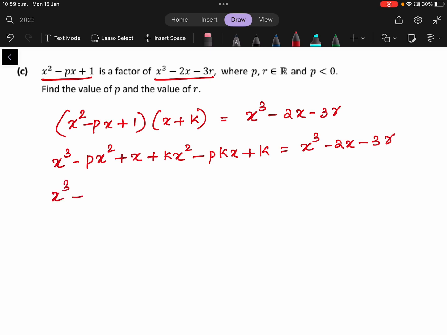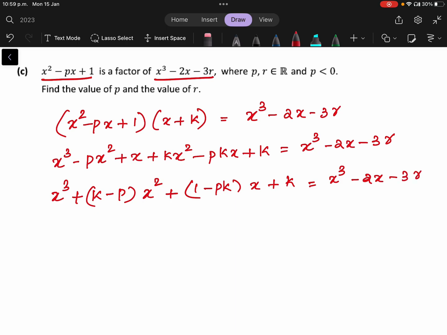Okay, and then I can simplify this. It is x cube plus k minus p x square. So I'm just combining the terms of the same coefficient. So 1 minus pk times x plus k is equal to x cube minus 2x minus 3r. Now I can equate. So the terms of x cube, I can write this as 1 equal to 1. So there's nothing to do here. For the x square, I can write it as k minus p is equal to minus 2.